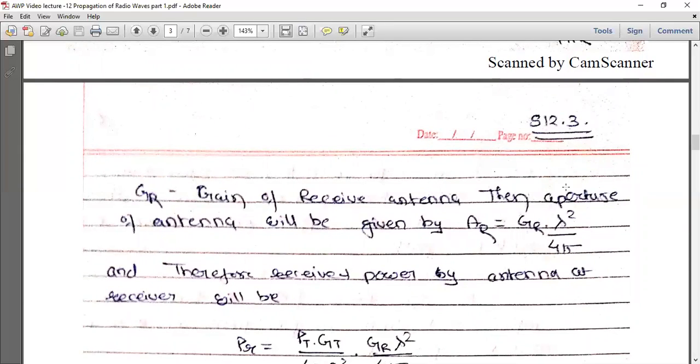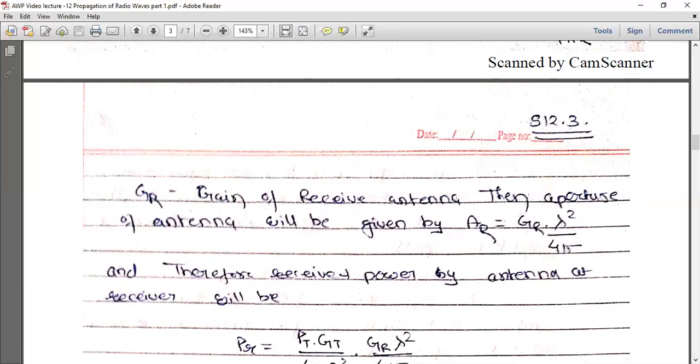So if GR is the gain of the receiving antenna, and we consider that AR is the aperture of the receiving antenna, then aperture of the antenna and gain of the antenna are related by AR is equal to GR into lambda square upon 4 pi. Now what is aperture? So aperture is an effective area which is capturing the received power density.